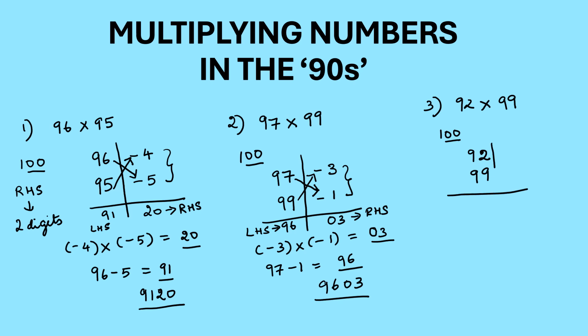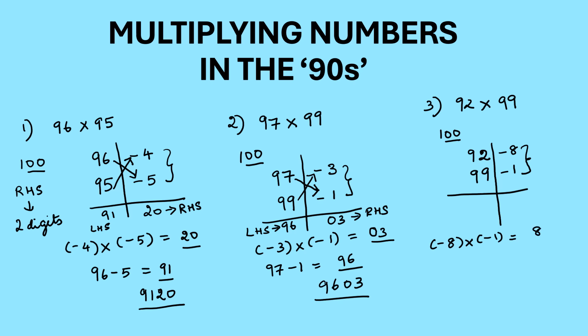We know that 92 is 8 less than our reference number 100, so we write down minus 8 next to it. We also know that 99 is 1 less than 100, so we write down minus 1 next to it. To calculate RHS, we multiply these two numbers. Minus 8 times minus 1 gives you 8.